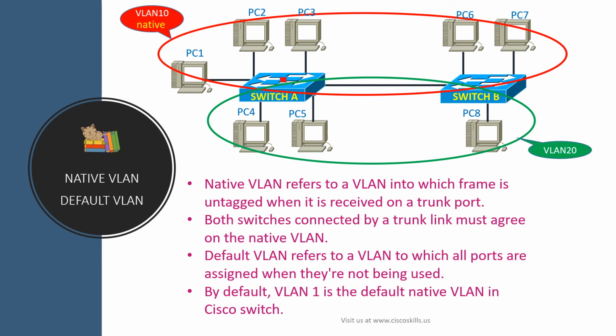It then figures out that VLAN 10 is the native VLAN, so it forwards the frame to switch B across the trunk without tagging. When switch B receives the frame out of the trunk, it sees the frame does not come with a tag, so it knows the frame belongs to the native VLAN, which is VLAN 10. It then forwards the frame to PC7.